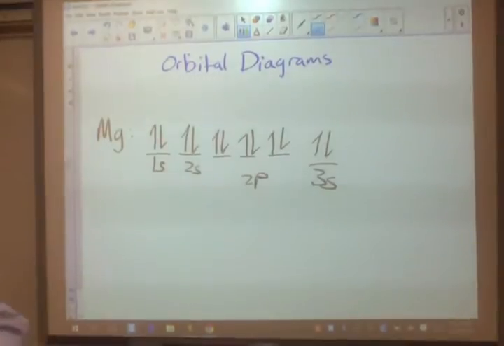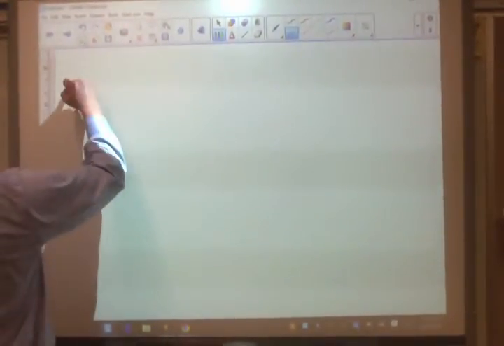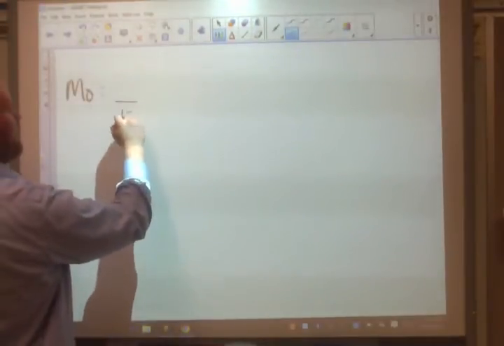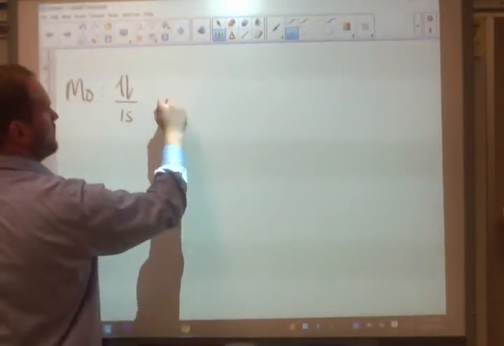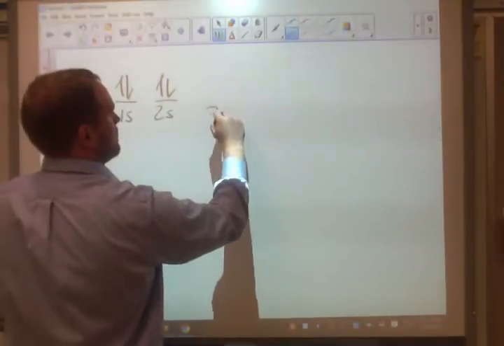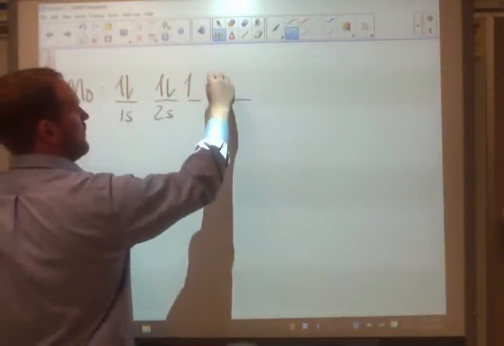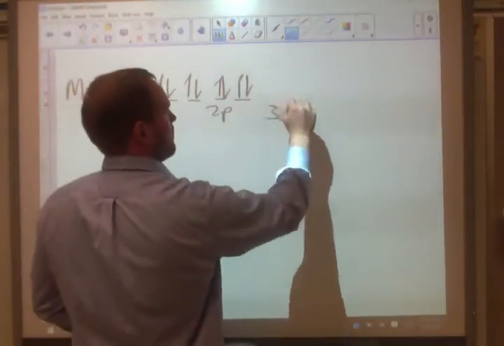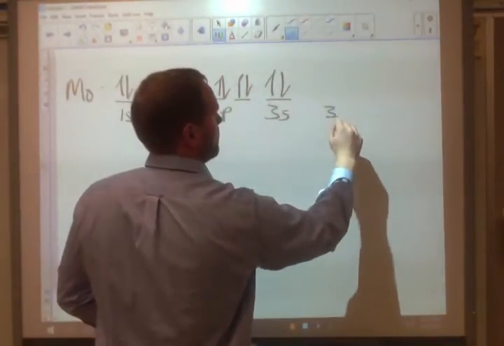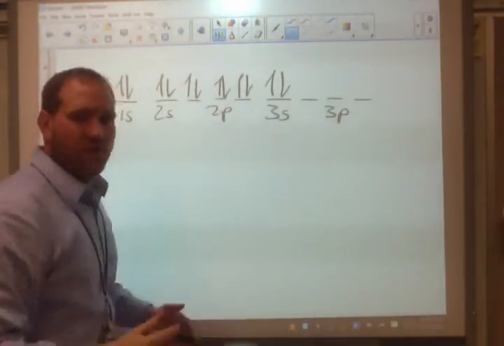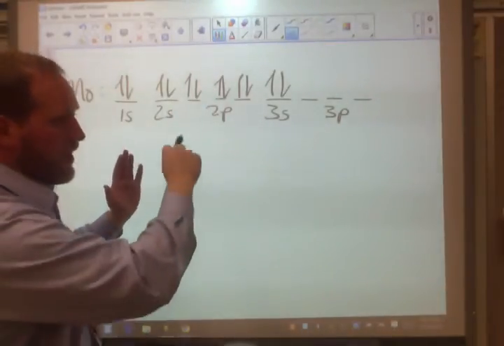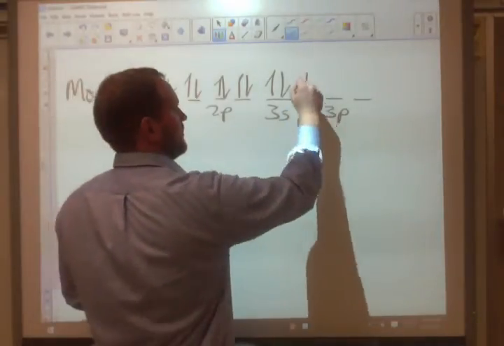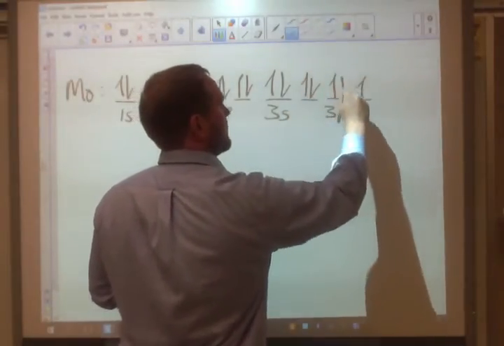All right. Molybdenum, Mo. So we start with 1s2, 2s2, 2p gets 3 lines, up, up, up, down, down, down, 3s2, 3p. Now look, if you know they're going to be filled, you don't have to go up, up, up, down, down, down. You can just go up, down, up, down, up, down. But it's a good practice. Up, up, up, down, down, down.